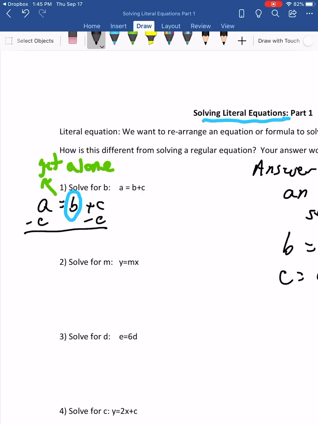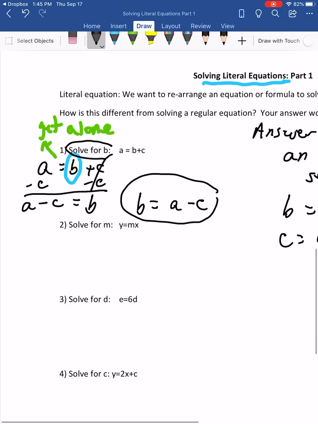Okay? Now, on the left side, a and c are not like terms. We can't combine them. We're just going to write that as a minus c equals, of course, these c's will drop out, equals b. Okay, great. So we have b by itself. We want to turn around our answer to begin with b, because the directions say solve for b. So we'll just flip it. b equals a minus c. That's your answer.